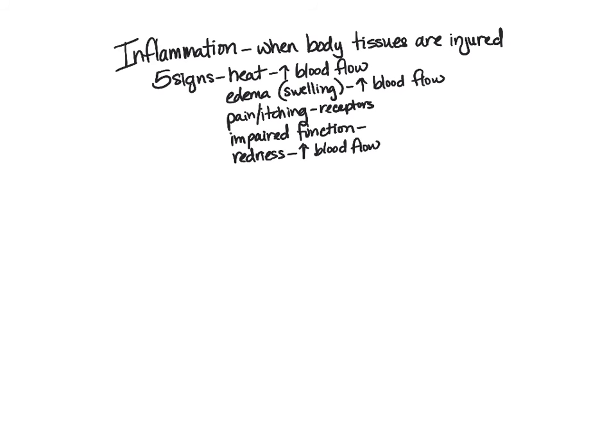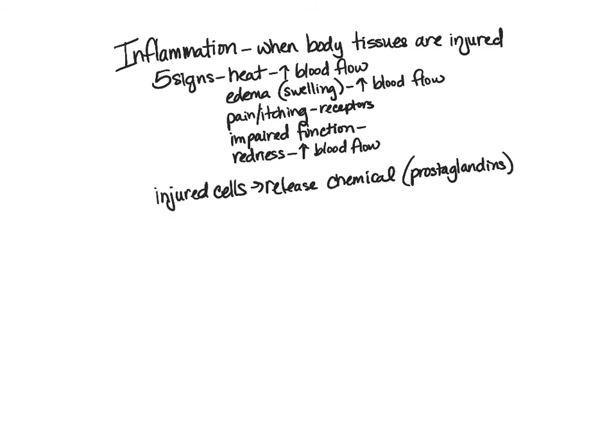And inflammation, all of this is going to result in a chain of events that's going to lead to protection and lead to healing. So our injured cells are going to release chemicals like prostaglandins. And these prostaglandins, in turn, are then going to cause this inflammation. So they're going to release prostaglandins. When they release prostaglandins, what's going to happen are leukocytes.